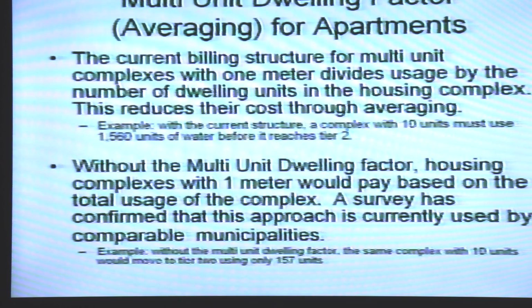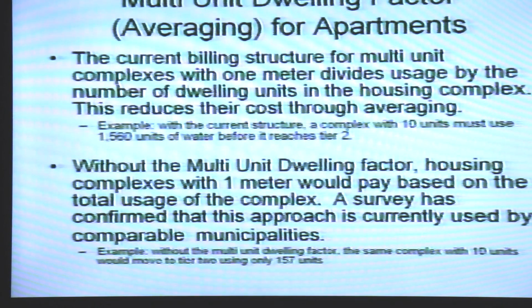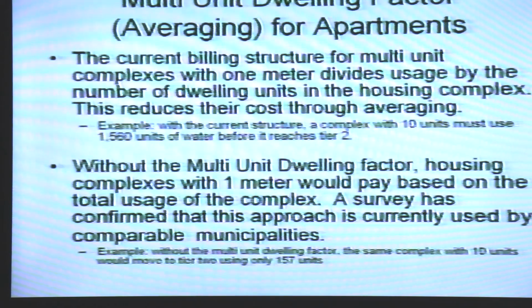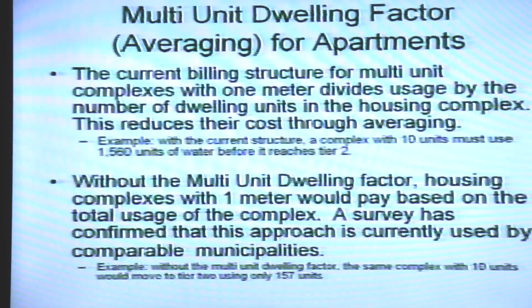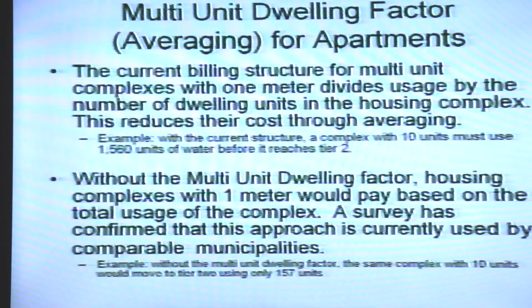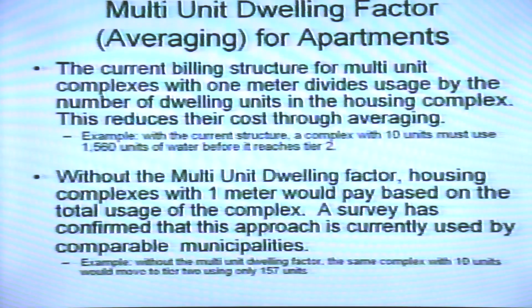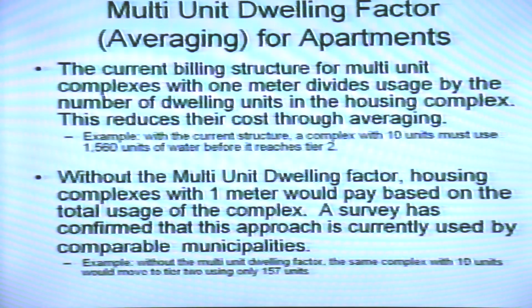The multi-unit dwelling factor averages usage for apartments. The current billing structure for multi-unit complexes with 1 meter divides usage by the number of dwelling units in the housing complex. This reduces their cost through averaging. For example, the current structure complex with 10 units must use 1,560 units of water before it reaches Tier 2. Without that multi-unit dwelling factor, the housing complex with 1 meter would pay on the total usage of the complex. Surveys confirm that this approach is currently used by comparable municipalities. So that same 10-unit complex would move to Tier 2 after using 157 units.